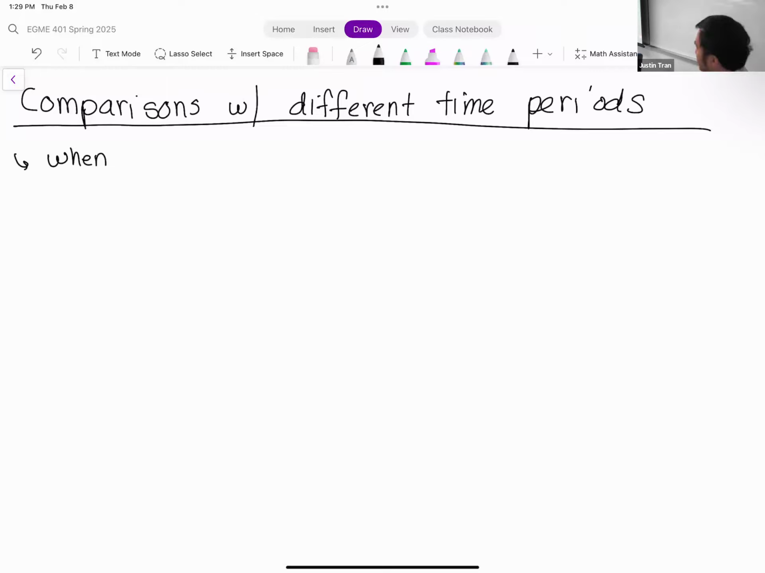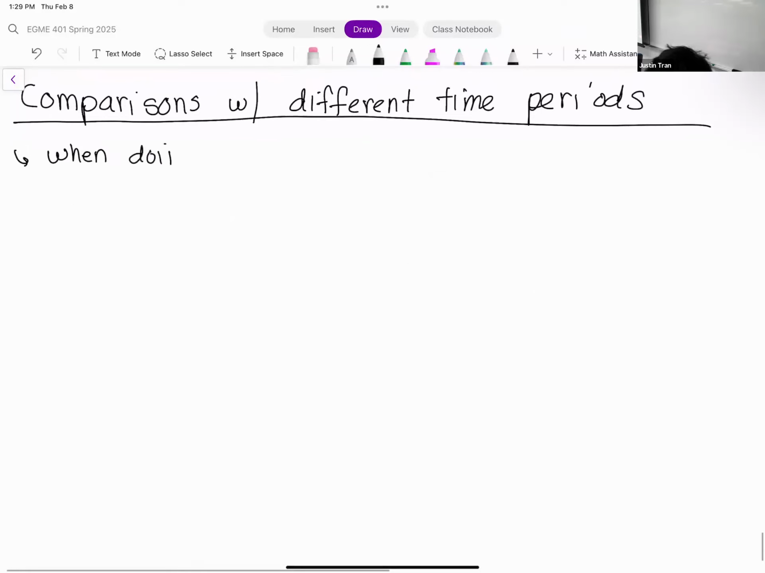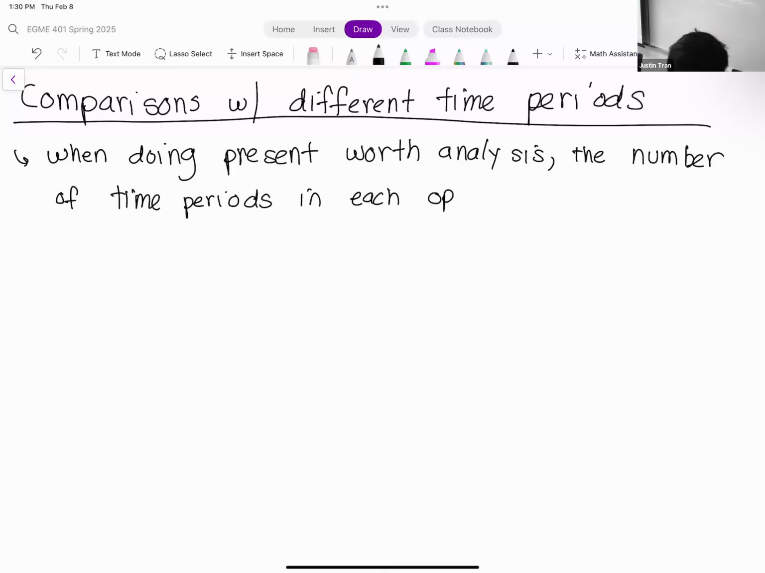All right, so let me start by saying that when doing present worth analysis, the number of time periods between the options must be the same. And most of the time when you read about these in the problems, the way the problem is going to describe it to you is the life of the product or the useful life.